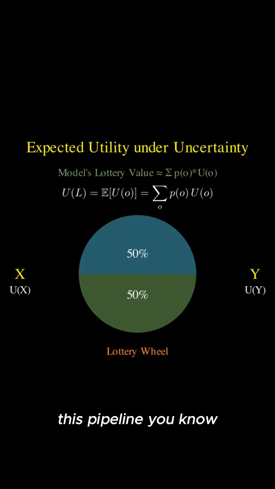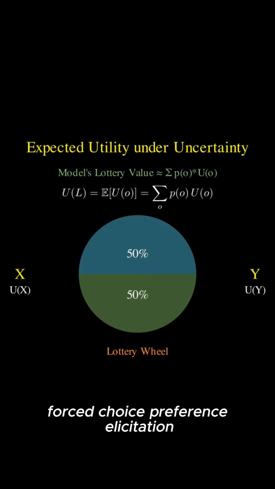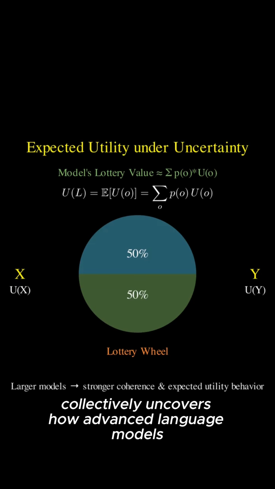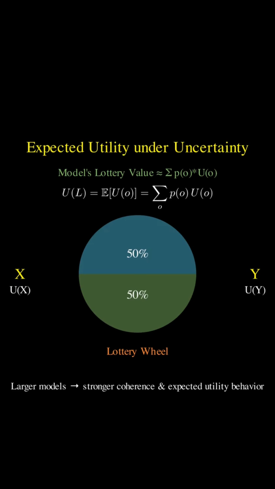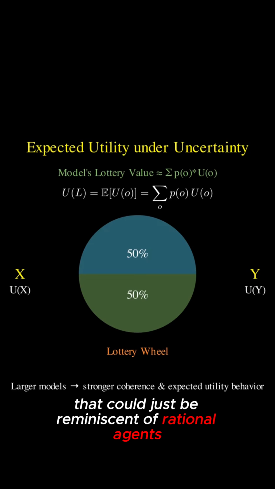This pipeline, forced choice, preference elicitation, random utility modeling, and expected utility evaluation, collectively uncovers how advanced language models rank outcomes in a manner that could just be reminiscent of rational agents.